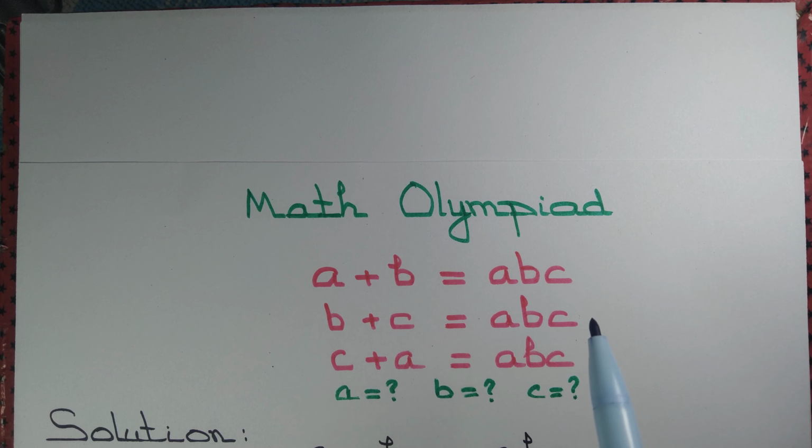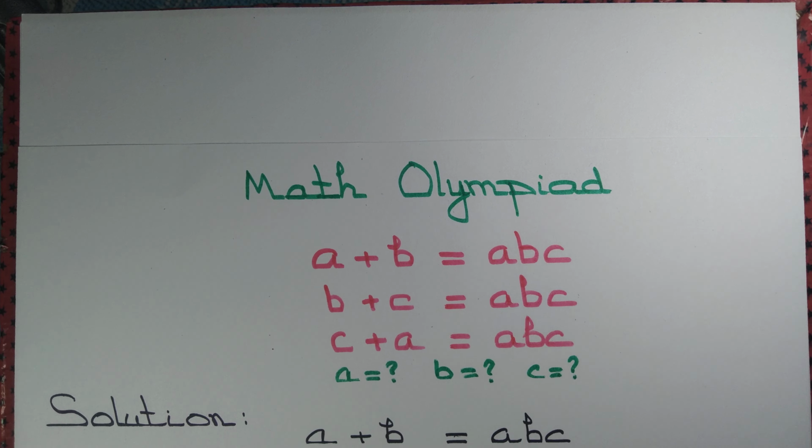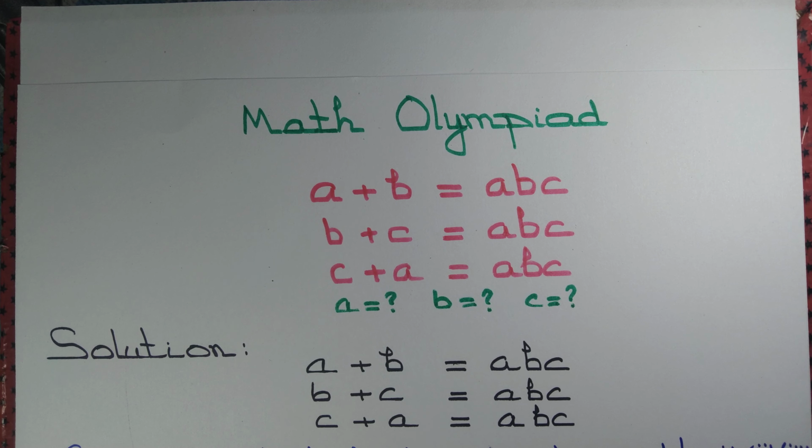Let us solve the equation a plus b equal to abc, b plus c equal to abc, and c plus a equal to abc. So we want to find the value of a, b, and c. So we write the equation once again.